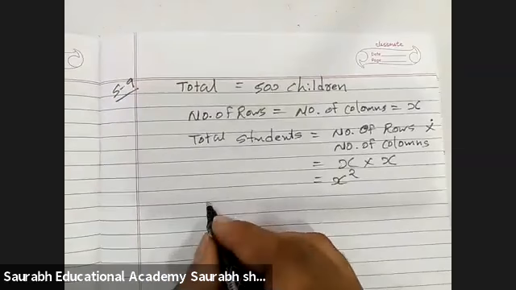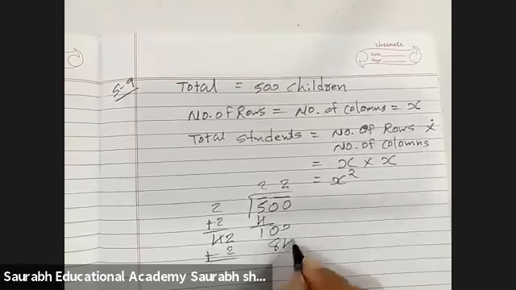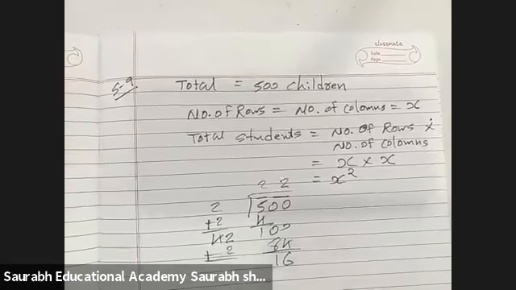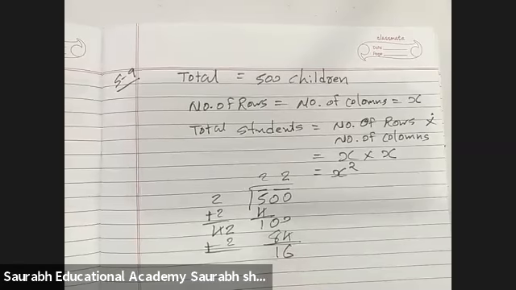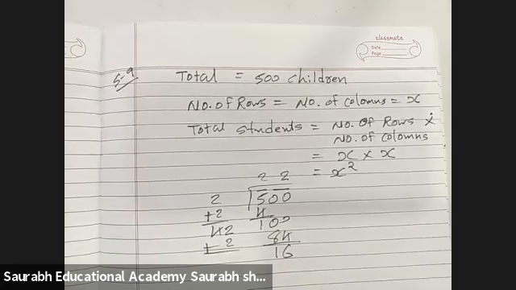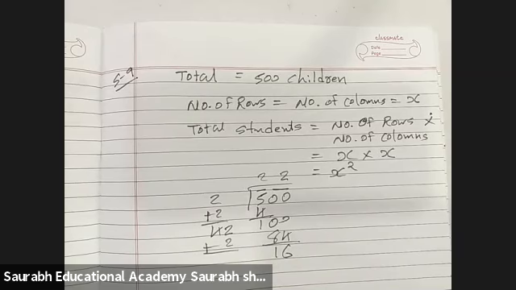Now take the square root of 500. 2 into 2 is 4, 42 into 2 is 84. So what do we have to do? We have to remove 16 students. Understand, how many children would be left out in this arrangement? That is the question. So 484 will be arranged. 16 students cannot be arranged properly, right? They cannot be accommodated in the pattern of L into L.